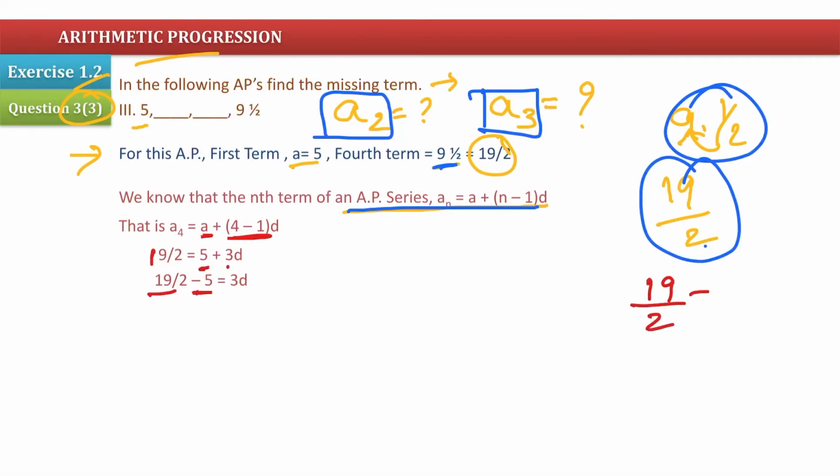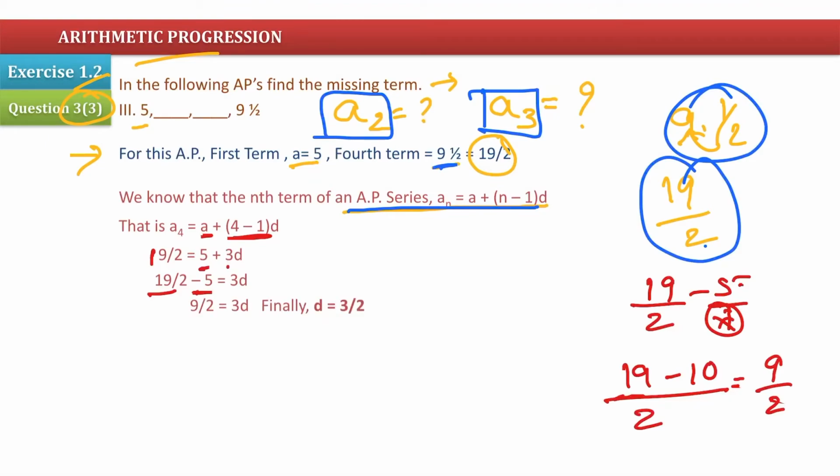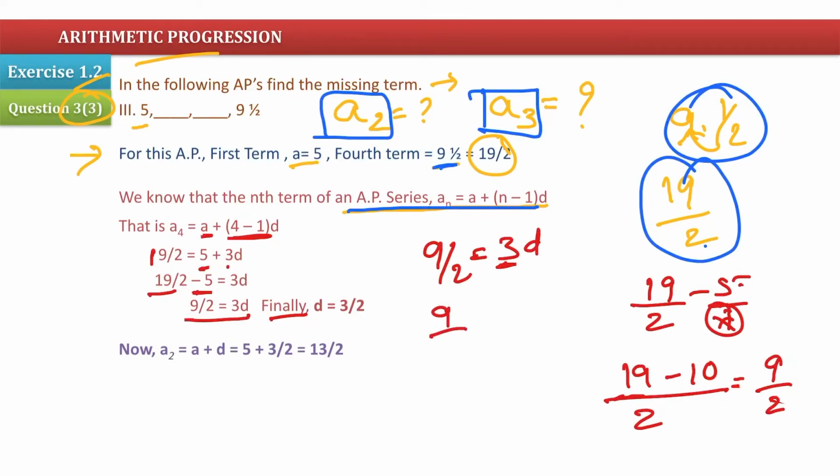19 by 2 minus 5, by taking LCM it becomes 2. Here 5 is 5 by 1, so 1 into 2, and 5 into 2 is 10. So 19 minus 10 becomes 9 by 2. So 9 by 2 equals 3D. Now this 3 goes to the denominator, so 9 by 3 into 2 equals D. 3 1s are 3, 3 3s are 9. So the D value is 3 by 2.